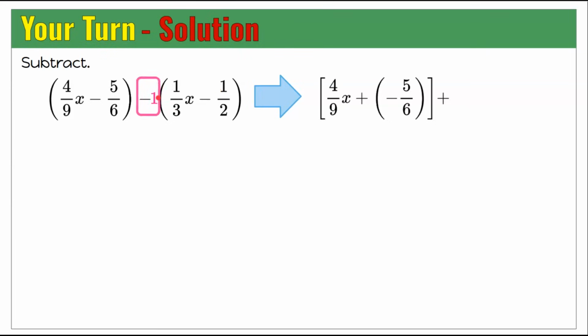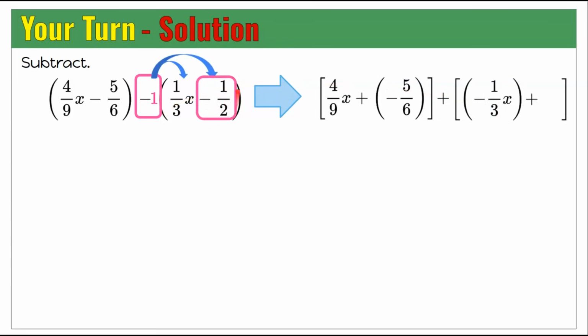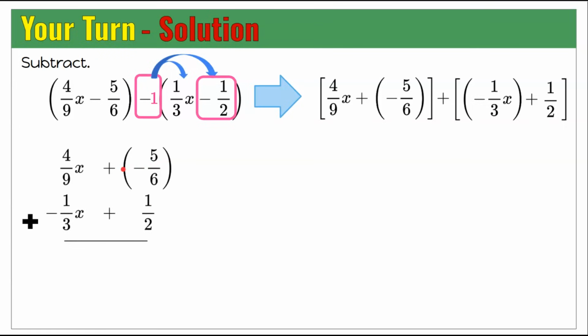So we're going to distribute our -1. -1 multiplied by +1/3 x is going to give me -1/3 x. -1 multiplied to -1/2 is going to give me +1/2. Now let's stack our expressions, and we're ready to add.